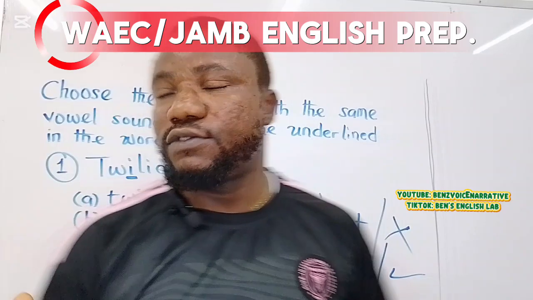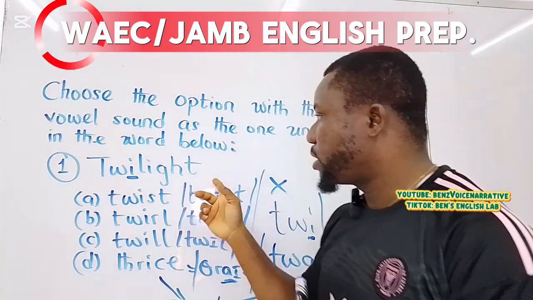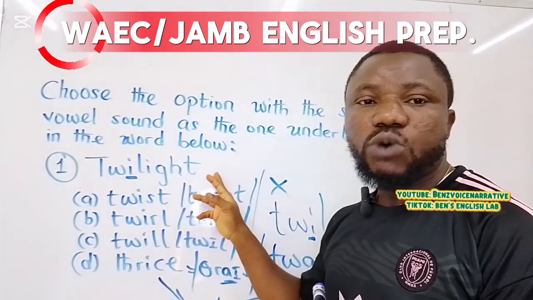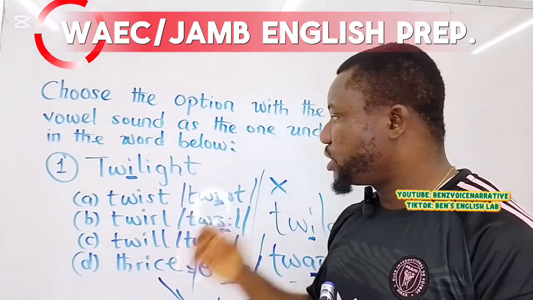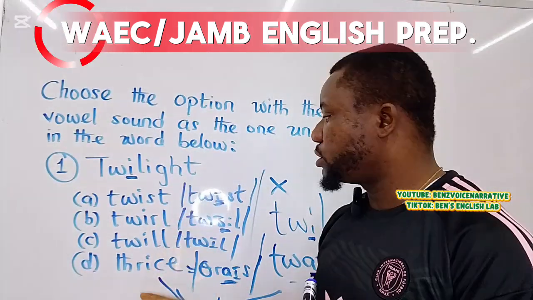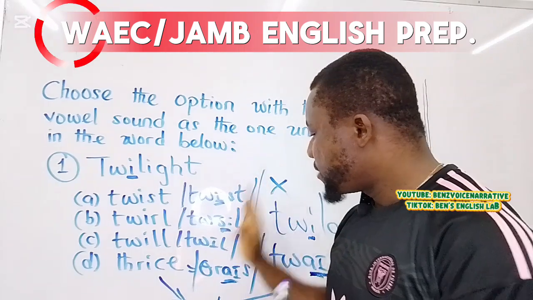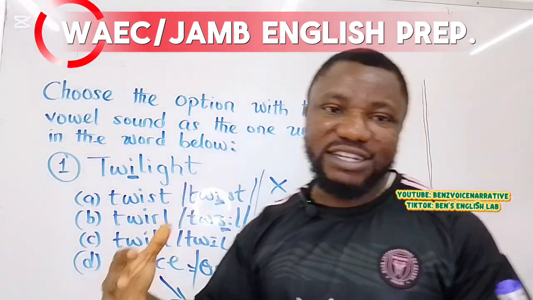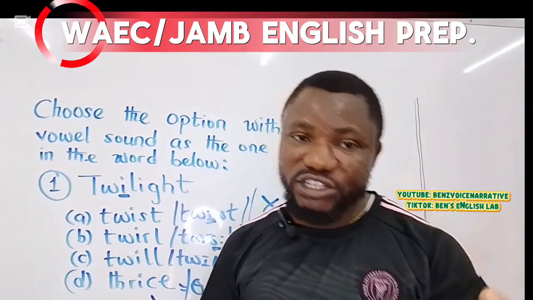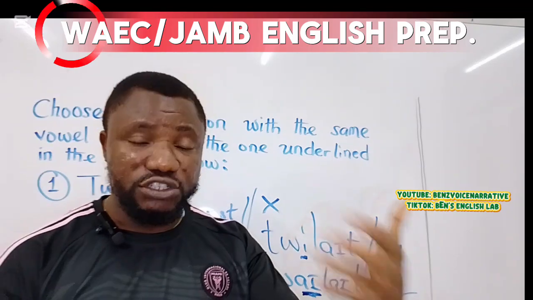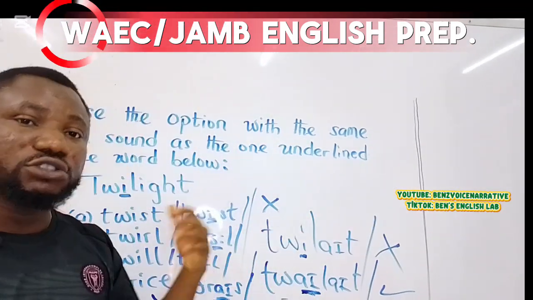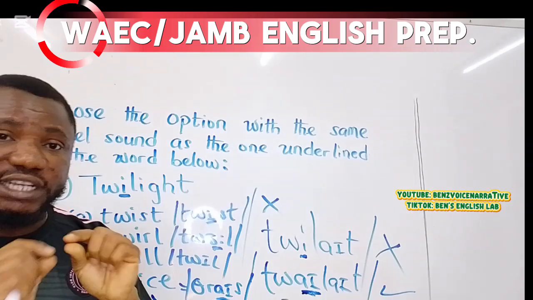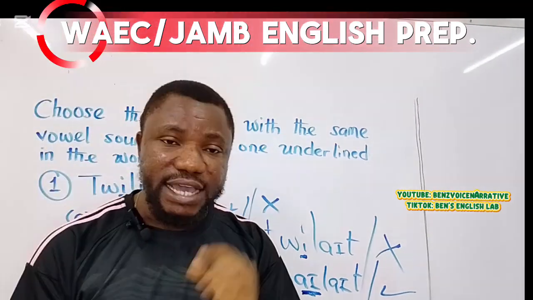I believe, first of all, you learned how to pronounce this word, that this is twilight and not twilight. And this is twist, twirl, and thrice. That, of course, is what this class is all about. And I believe that when you have questions like this, you know the right approach, right? The first thing should be to pronounce the given word correctly, and then to transcribe or pronounce the other options to identify which option is the correct one.